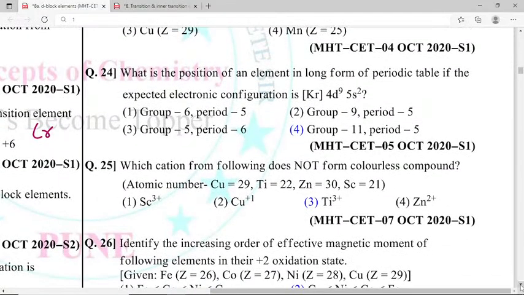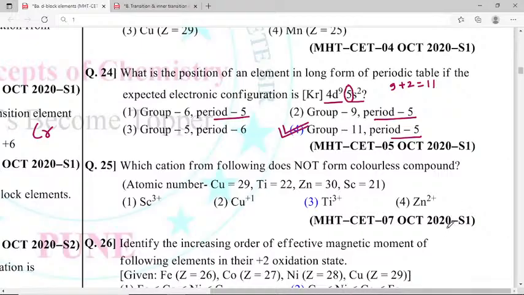What is the position of an element in the long form periodic table if the expected electronic configuration is 3d9 5s2? So period number 5. But how much is the group number here? 9 plus 2 is 11. So the group is 11.